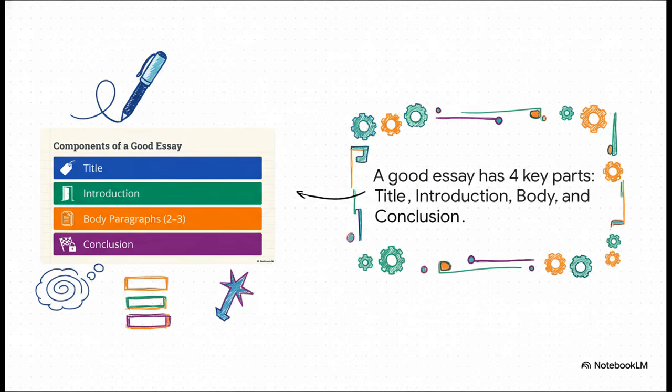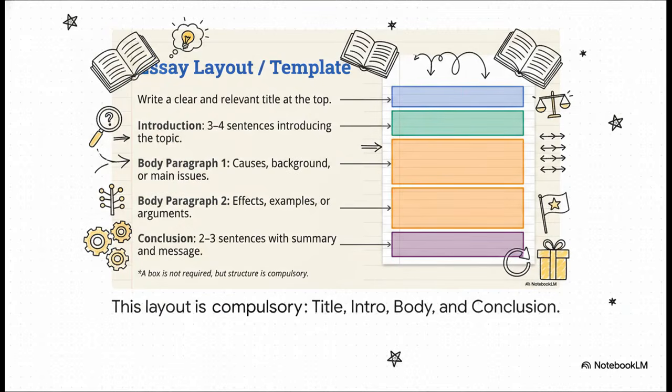Now, this is the exact template you need to follow. First, you start with a clear title. Then comes the introduction, which should be about 3 to 4 sentences long. After that, you'll write body paragraph 1, which usually explains the causes or the background. Next is body paragraph 2, where you can discuss the effects or give examples. And finally, you'll write a conclusion of 2 to 3 sentences to summarize everything. Please remember, this structure is compulsory in your exam.